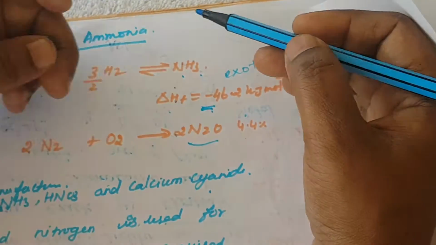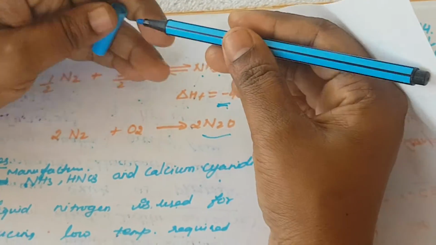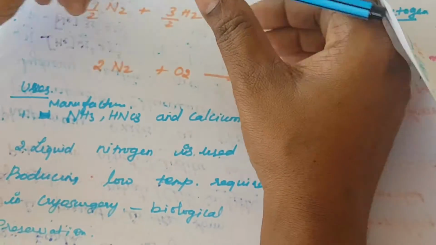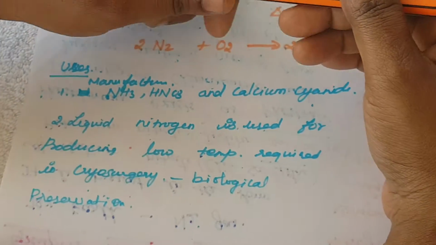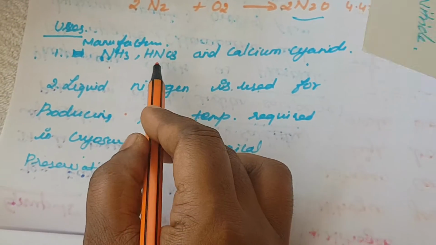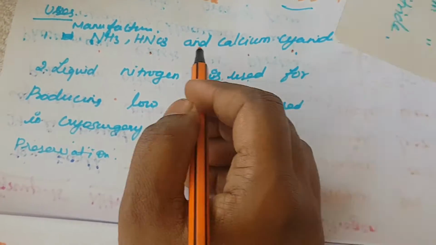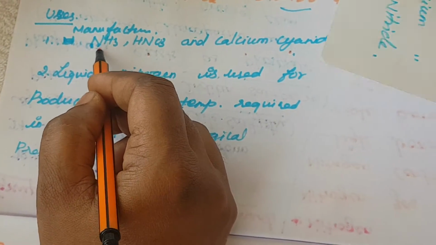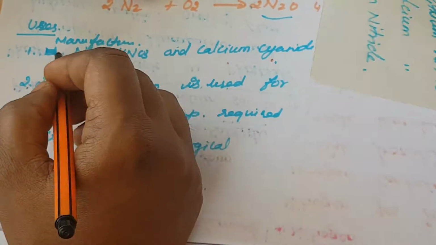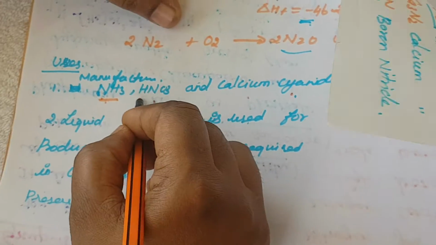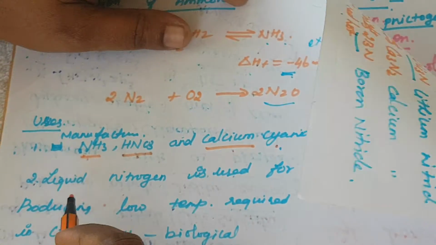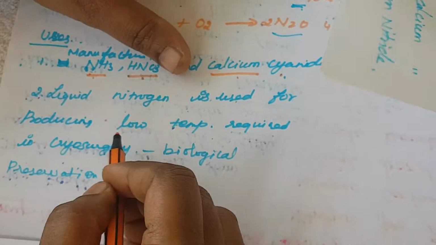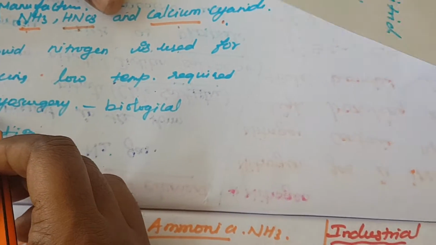Next, what are the uses of ammonia? First, it is used to manufacture ammonia, nitric acid and calcium cyanide. Another use is that liquid nitrogen is used for producing low temperatures, as in cryosurgery.